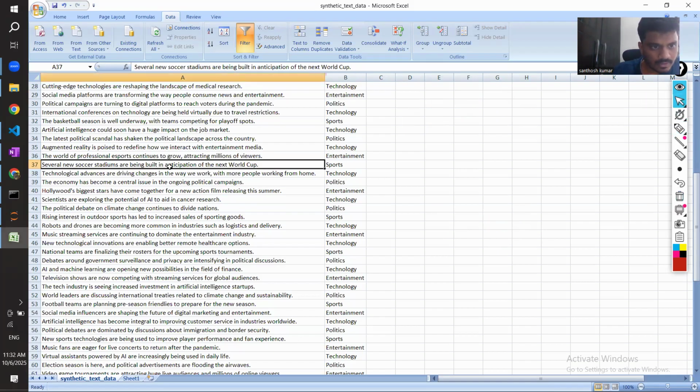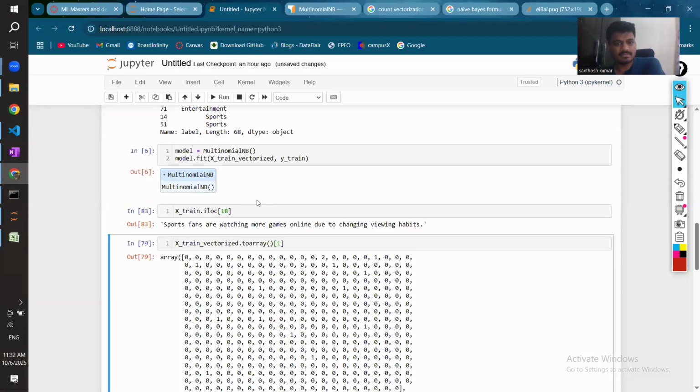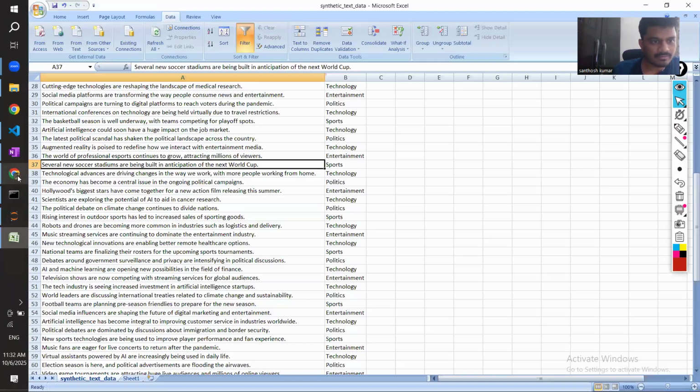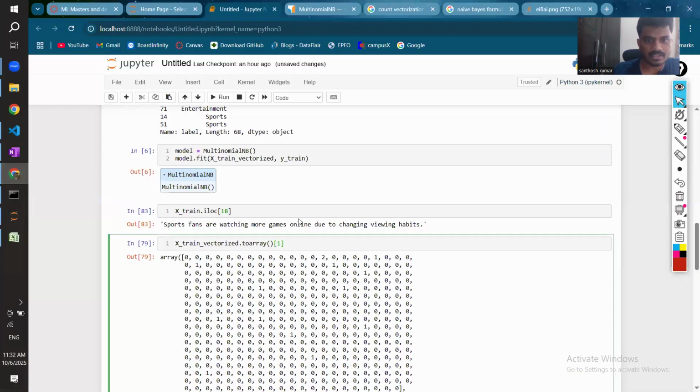Wherever a word is repeating twice, it will give that count. Once we see this, if possible, we'll create one example, write it, and see.